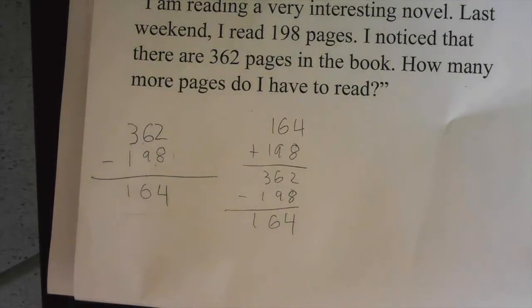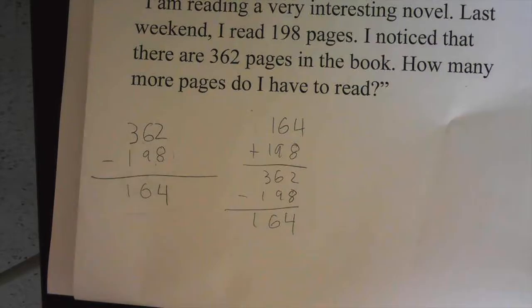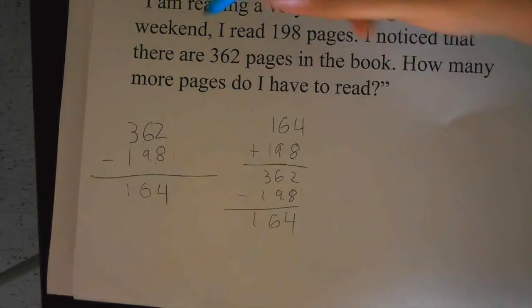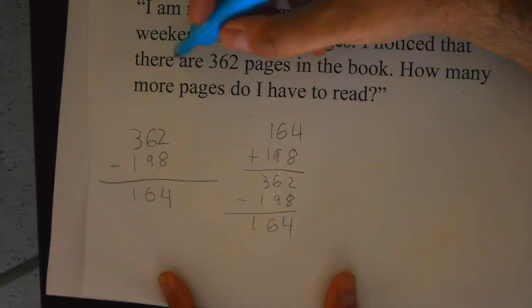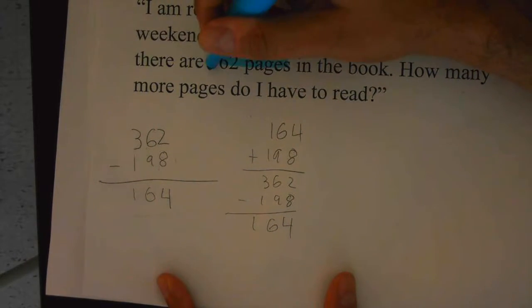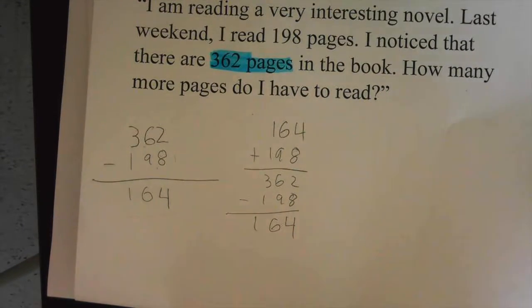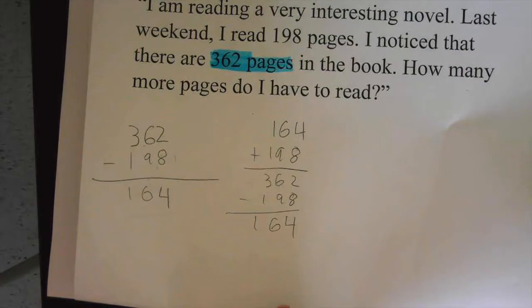So what I did was, at first I subtracted 362, which was the pages that there are in the book, minus the, oh, wait, sorry. It's okay. So you said there are 362 pages are the total ones, right? Yeah. So let's highlight this, because this is important information, right? Okay, and then what's the other number you used? I used 164 because that was the number that was left.